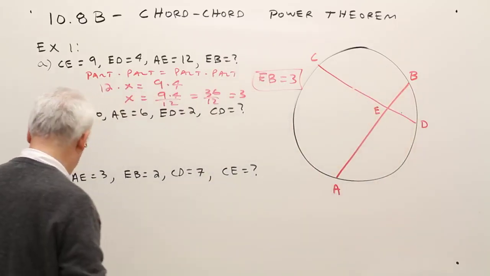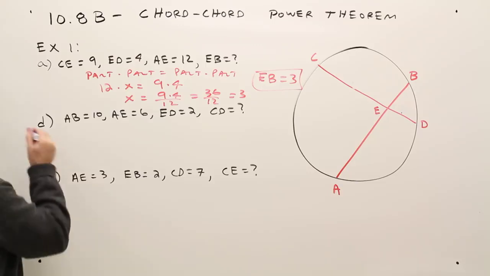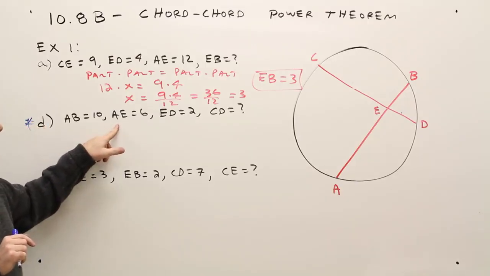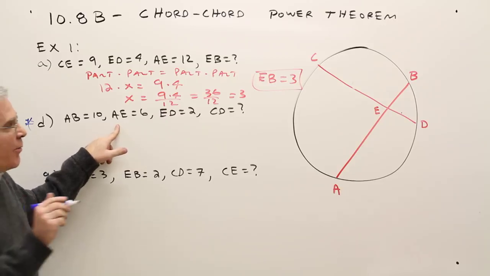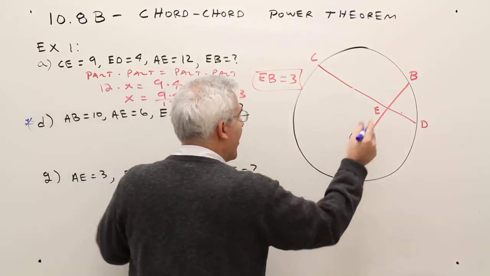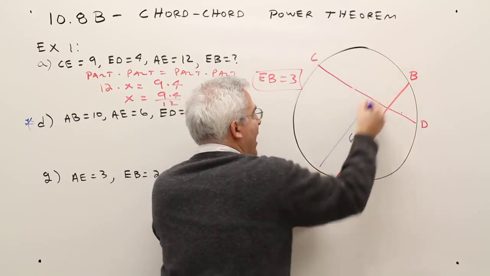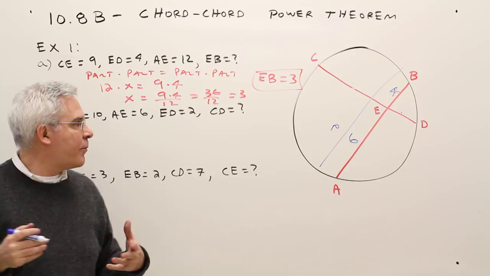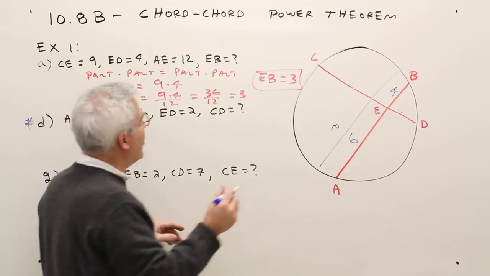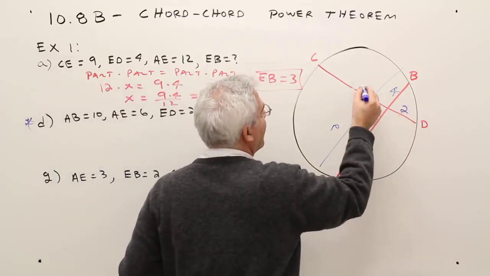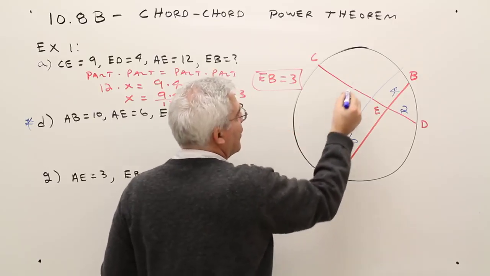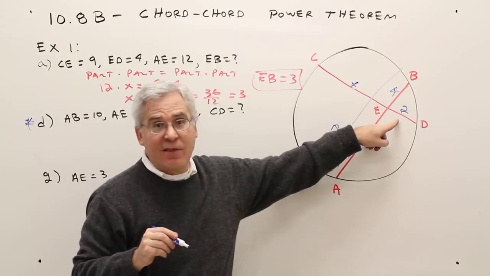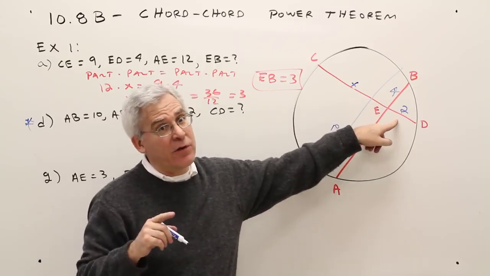And I'm going to be doing part D. AB equals 10, AE equals 6. So right away, let me put the 6 there. If the whole AB is 10, then that must be 4 over that part. So just a little bit of subtraction. ED is 2. Find CD. So what I'll do is I'll find X. And once I find X, don't forget to add 2 to answer the question.